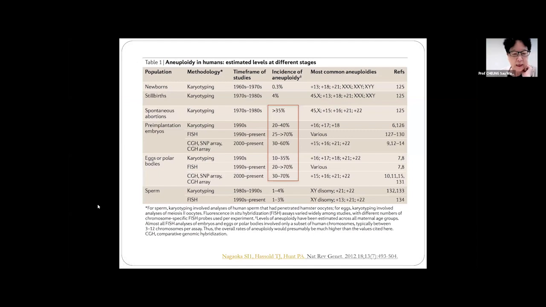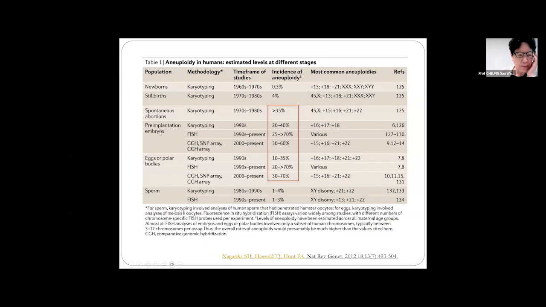And here is the table, and here are the references for those who are interested, on aneuploidy in humans as the estimated levels at different stages. For example, spontaneous abortion in the 1980s, the incidence of aneuploidy is greater than 35%. Most common aneuploidies are 45X, plus 15, plus 16, plus 21 and plus 22. And usually the most common one is 45X and plus 16.